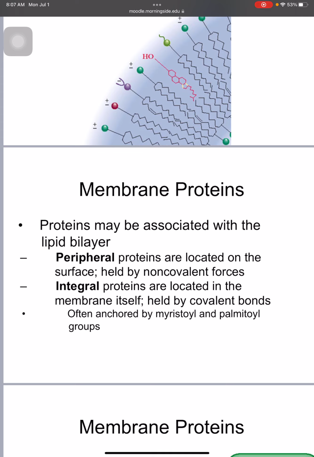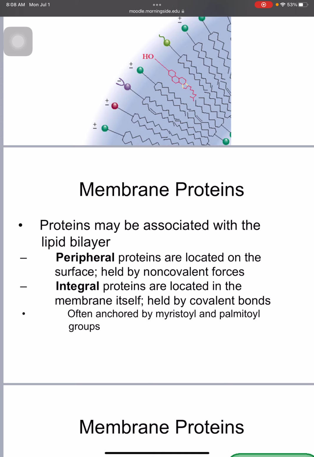First type is called peripheral proteins. And if you think of the word peripheral, right, what does that mean? Well, it means sort of at the edge, on the periphery, right? Not embedded. That's exactly what it means here. So these are basically just located on the surface of the lipid bilayer. They're loosely associated. They're held by non-covalent forces. That means they're held there by your hydrogen bonds, dipole-dipole, van der Waals, those types of interactions, those intermolecular forces.